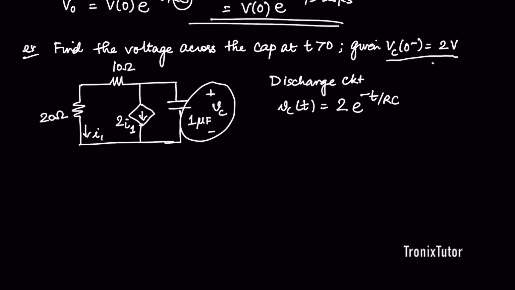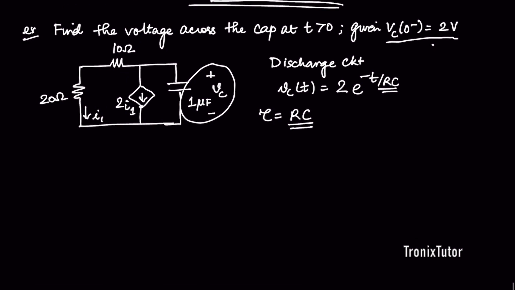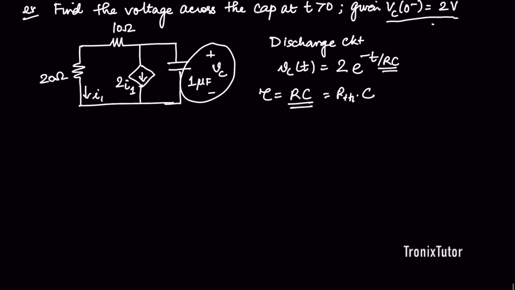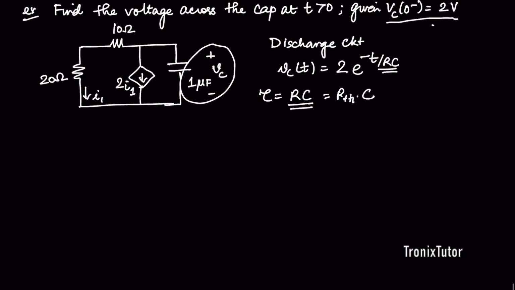t by RC. So again it boils down to finding the time constant of the circuit, and the time constant is nothing but the Thevenin resistance times the capacitance, right? So let's calculate the Thevenin resistance. The Thevenin resistance may be calculated by finding what is the effective resistance seen by the capacitor. So let's look at its Thevenin equivalent circuit. And so basically let's assume I want to find out RTH.